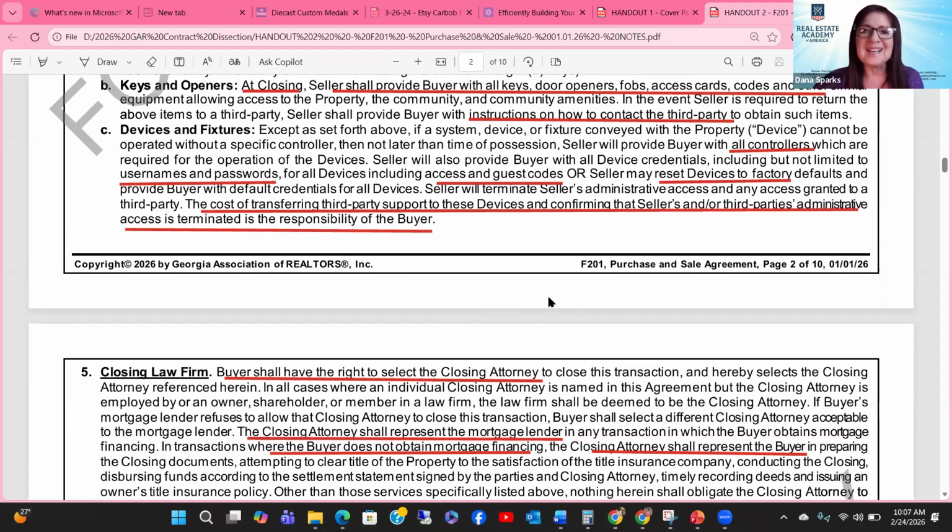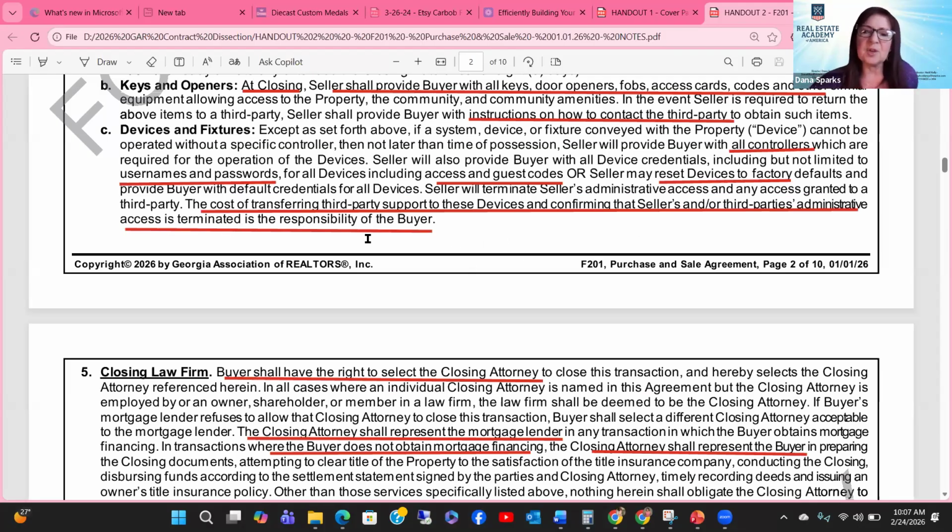And perhaps you've given guests various codes, gate codes, door lock codes, usernames, and passwords. This paragraph addresses how you deal with that in a contract so that the seller terminates their rights to all of that third-party access. And there could be a third party, like if there's an alarm system, there's a third party monitoring system that has access. So this is how all of that is addressed.